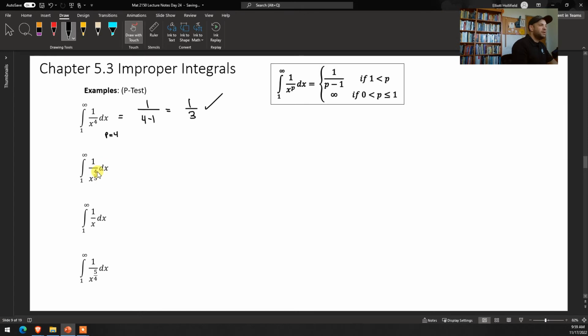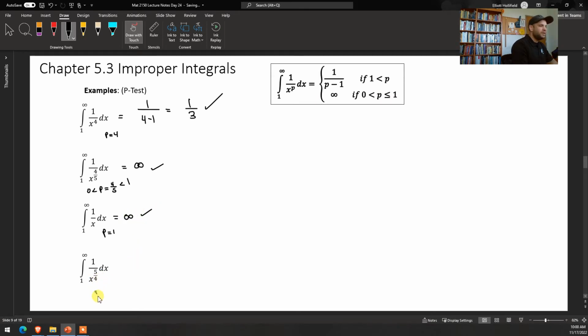For the next one, p is equal to 4/5. 5 is bigger than 4, which means that this is in between 0 and 1. By this rule, we get an infinite improper integral. Next, we have p is equal to 1. We already did this case carefully by hand. We can see our rule agrees. 1 is less than or equal to 1, and so this p integral has to be divergent.